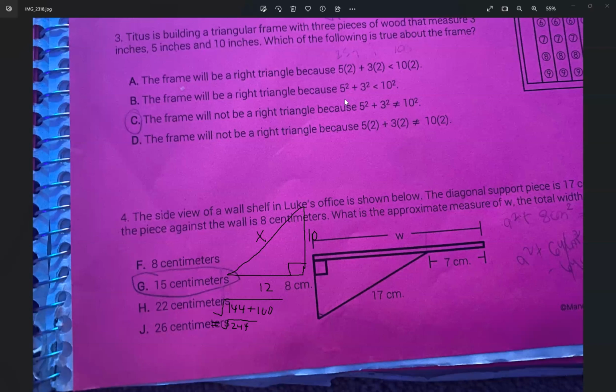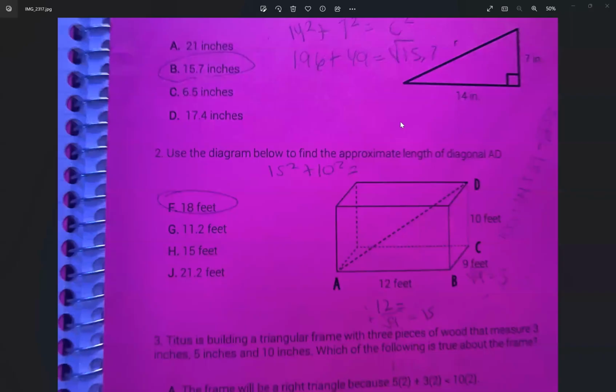Use the diagram below to find the approximate length of diagonal AD. Oh, okay. So I missed this 9 feet here. Your screen is still showing number 4, but it still shows your drawings. It's just your background. Okay. All right, let me share this one. I need to share this one right here. Okay, good.